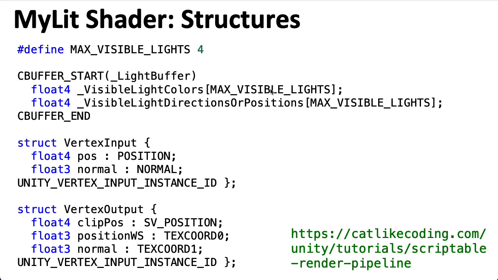Now remember, in the built-in pipeline, Unity filled out some lighting information variables for us. Here, we're going to actually have to do that explicitly in our C# script. We're going to have to explicitly set these variables.